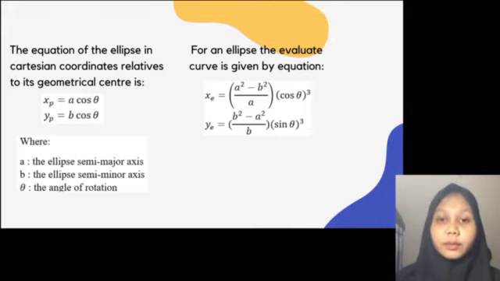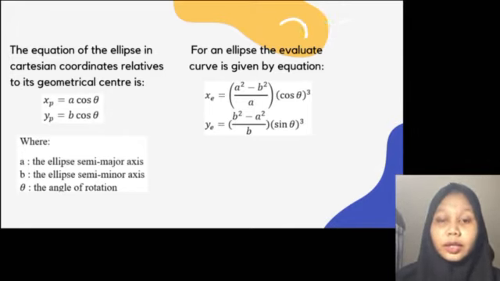First, before designing this elliptical gear, it needs to generate the evolute of the ellipse, which represents the centers of rotation of the series of circular arcs of the pitch curve of the elliptical gear.